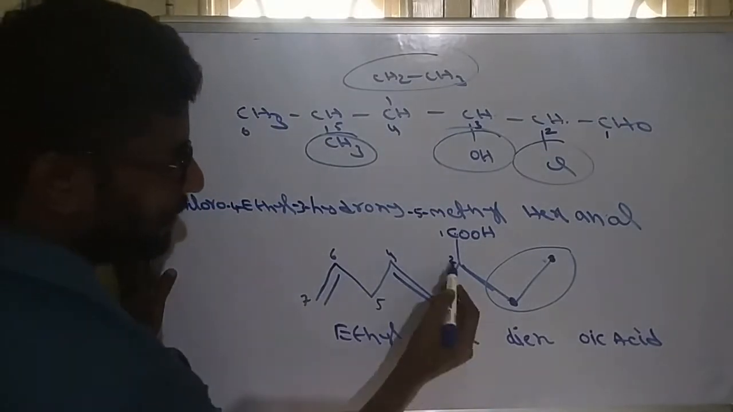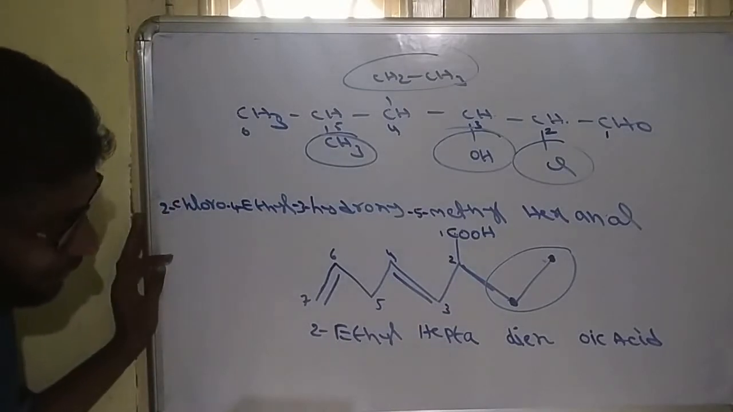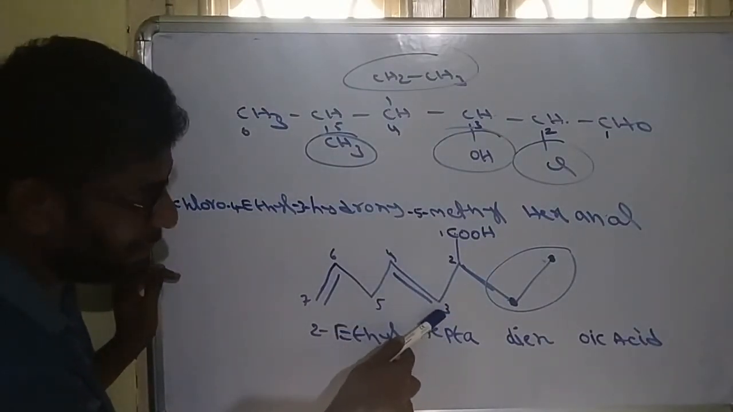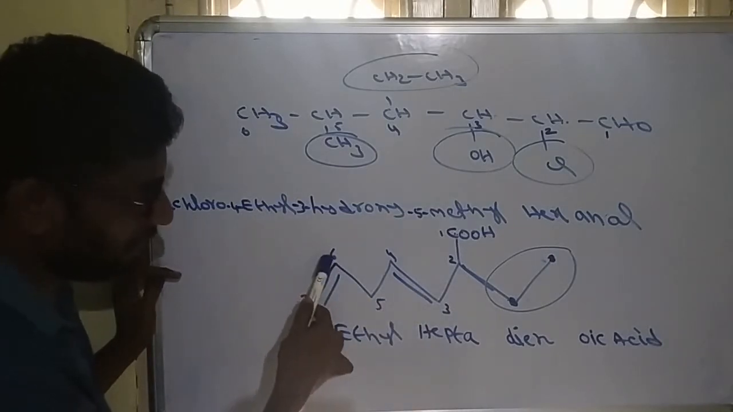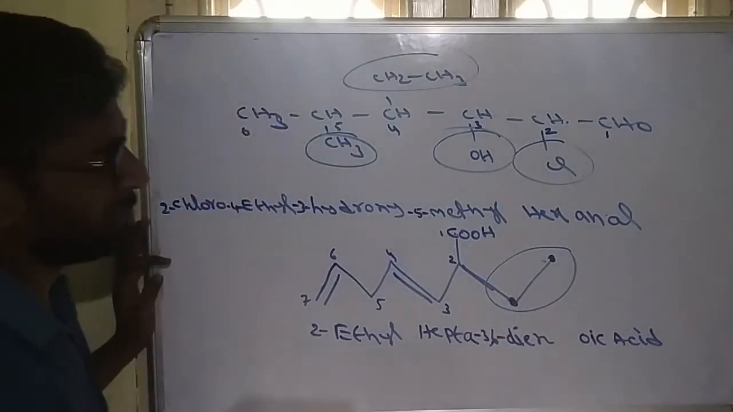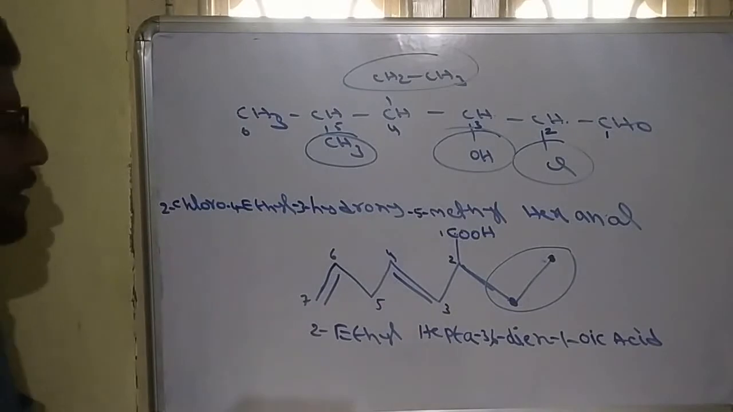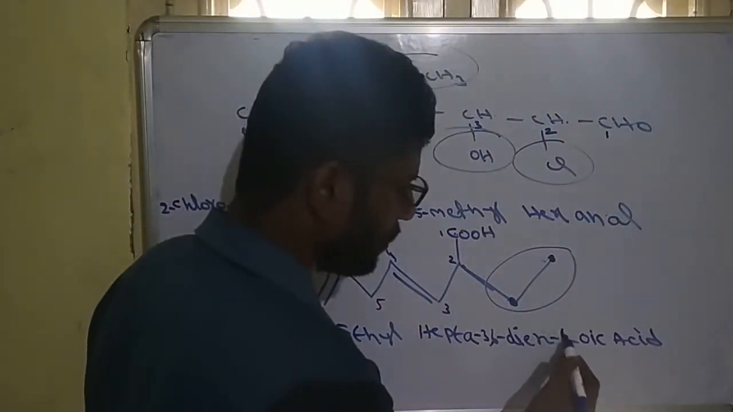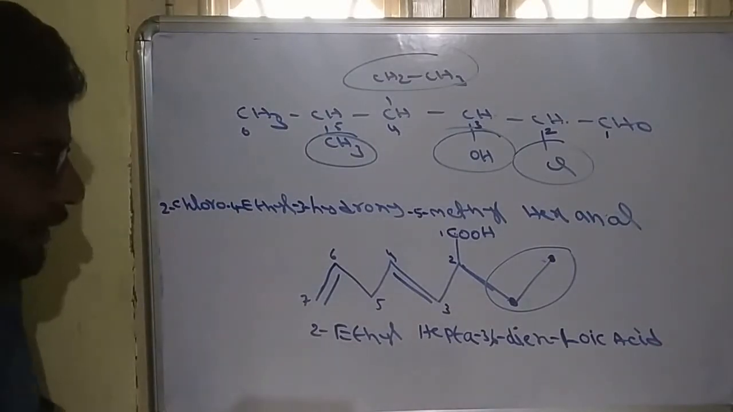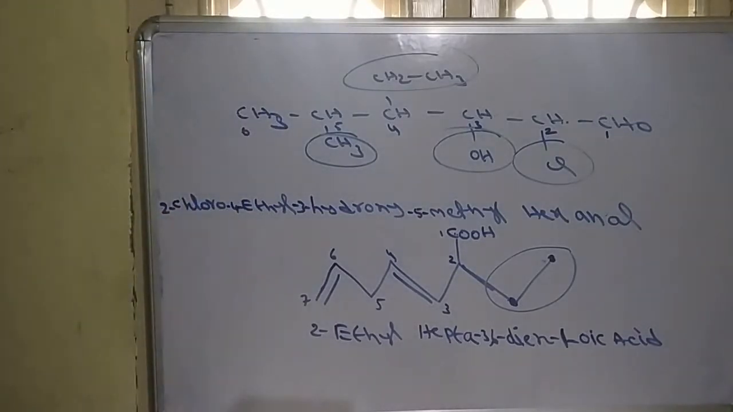So the position of ethyl will be 2. So 2 ethyl, hepta, diene. What is the position of the double bonds? Between 3 and 4 means 3, we always take the lesser number. Between 6 and 7 means 6 we take. So 3 and 6, 3,6 diene. Oic acid is 1 oic acid. So no need to write 1 oic acid, directly we can write oic acid. So number 1 is no need to mention. Even if you are mentioning, that is also correct. So 2 ethyl, hepta, 3,6 diene, 1 oic acid.